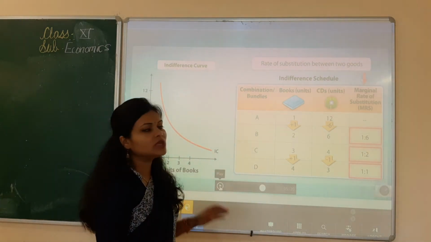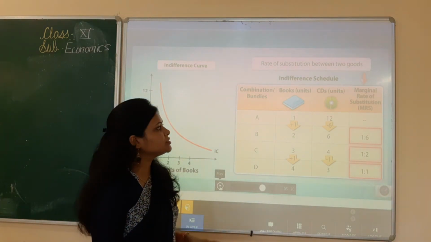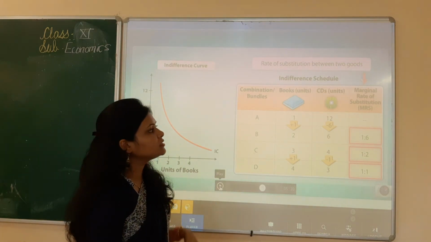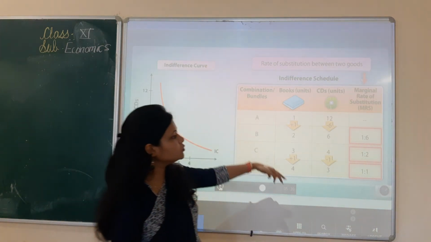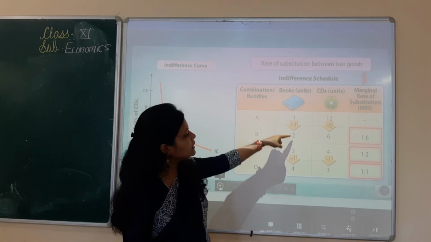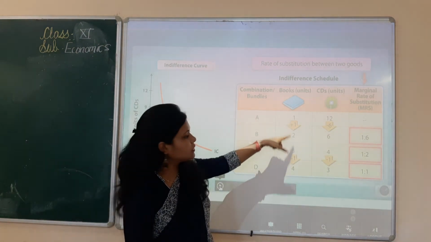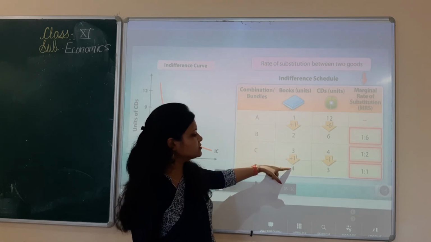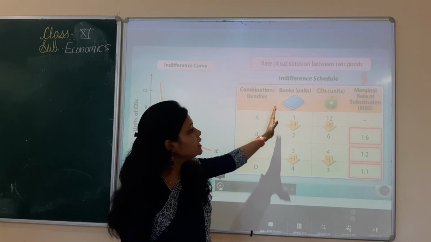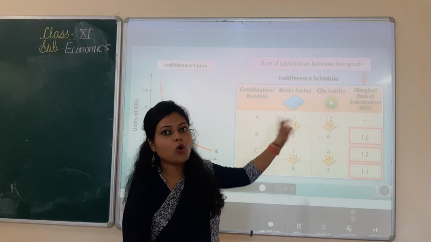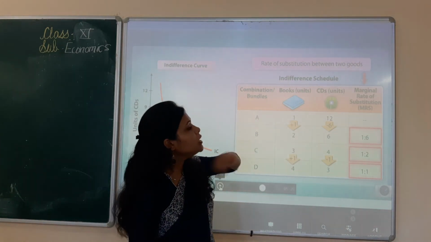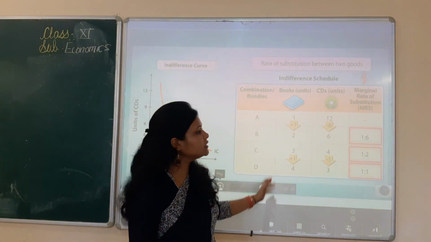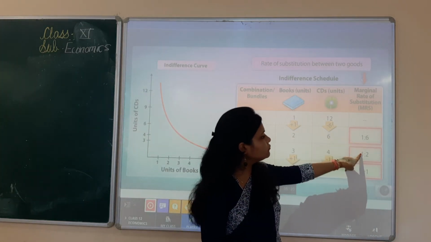What is MRS? That is the marginal rate of substitution. Now what does marginal mean? Additional. So it is the additional rate of substitution of the particular goods. Here, 1 to 2 is +1. Now 2 is again increasing to 3, +1. 3 is changing to 4, +1. So here we are taking the ratio of both products. Here the change is taking place in a 1:1 ratio. That is why it is showing 1:1.